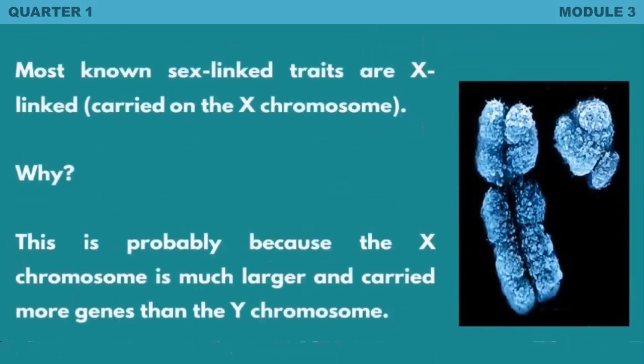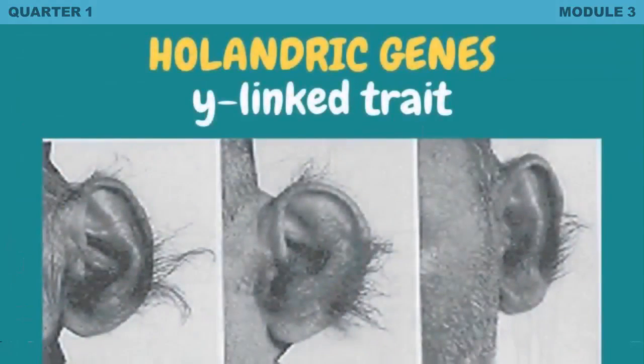Most known sex-linked traits are X-linked, or carried on the X chromosome. Why? This is probably because the X chromosome is much larger and carries more genes than the Y chromosome. What are Holandric genes? The genes that are carried on the Y chromosome are called Holandric genes. Holandric genes can only be passed by males onto their sons. They code for maleness but sometimes cause rare conditions like hypertrichosis pinnae and color blindness.